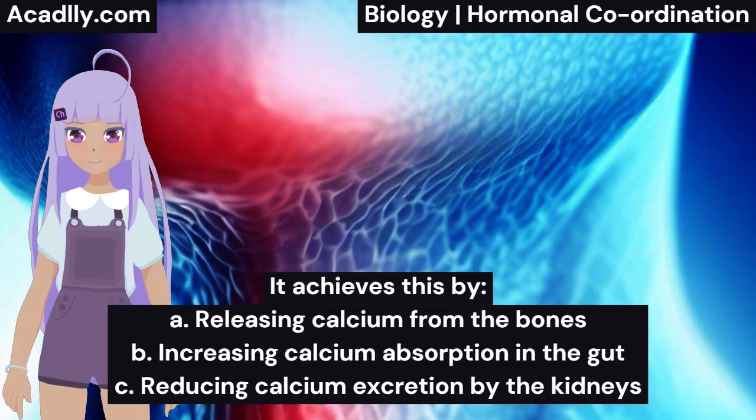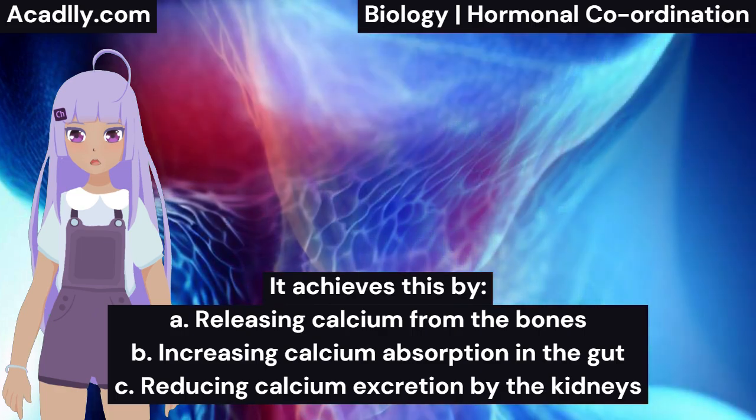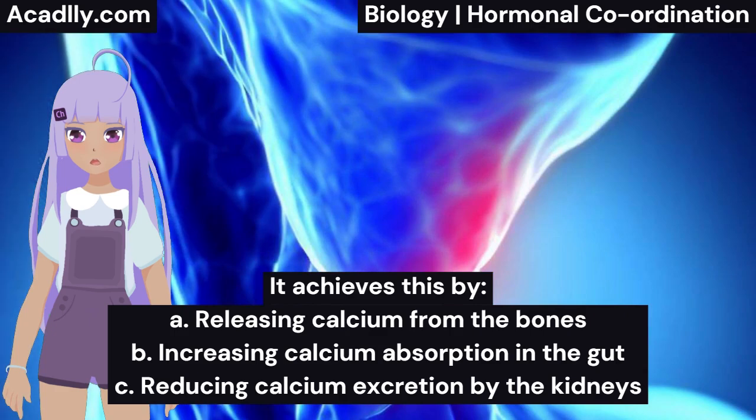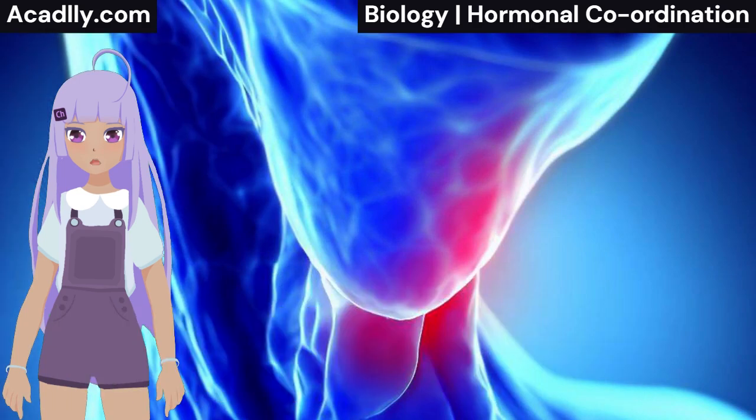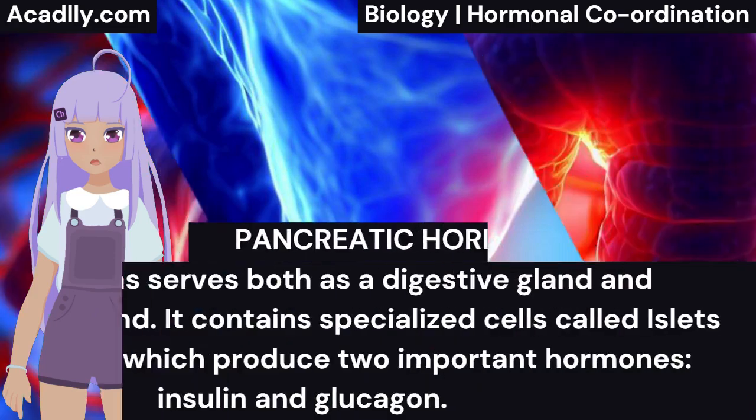It achieves this by A. Releasing calcium from the bones, B. Increasing calcium absorption in the gut, C. Reducing calcium excretion by the kidneys. The hormone calcitonin, produced by the thyroid gland, has the opposite effect and lowers blood calcium levels. Oversecretion of parathyroid hormone leads to fragile bones prone to fractures, while undersecretion causes muscle spasms.